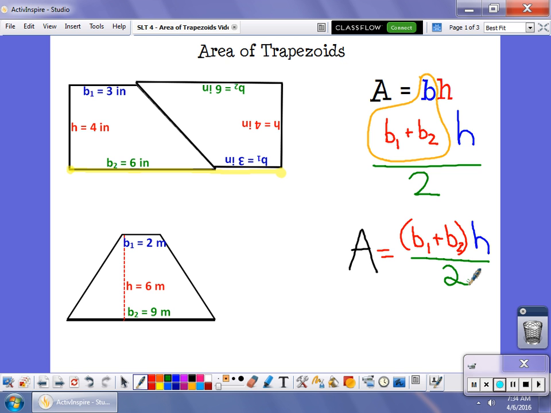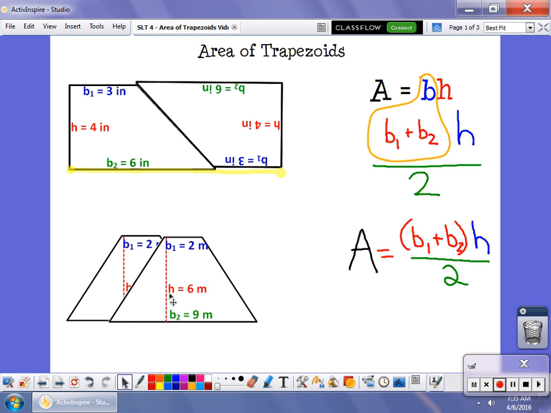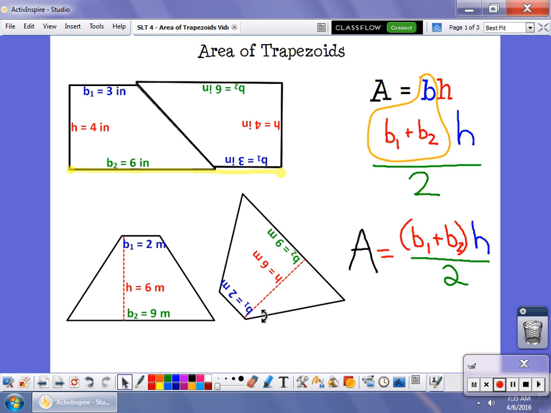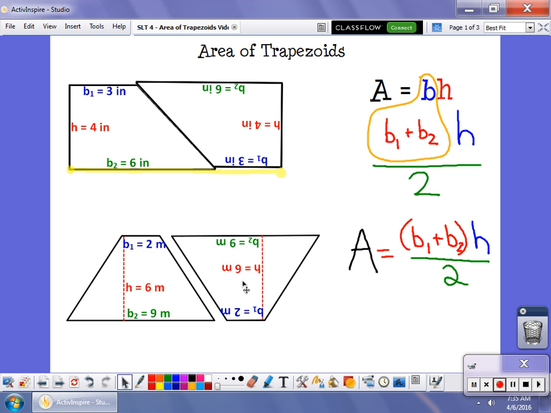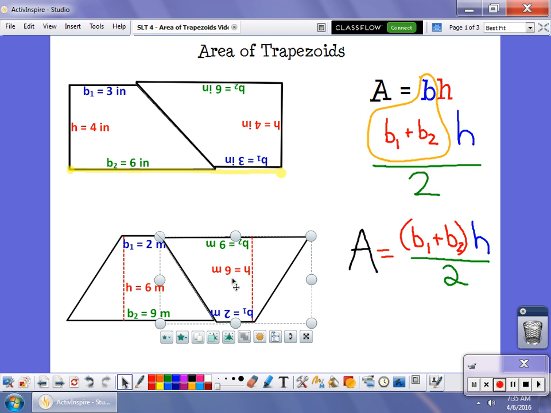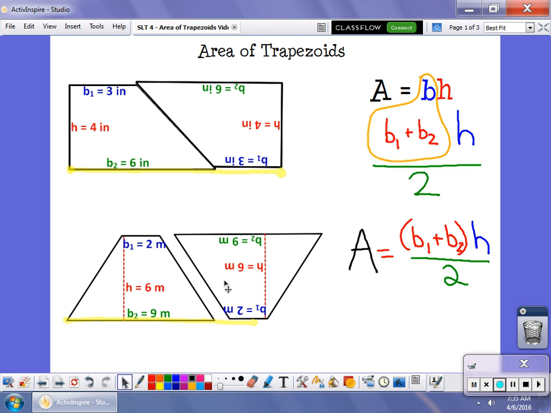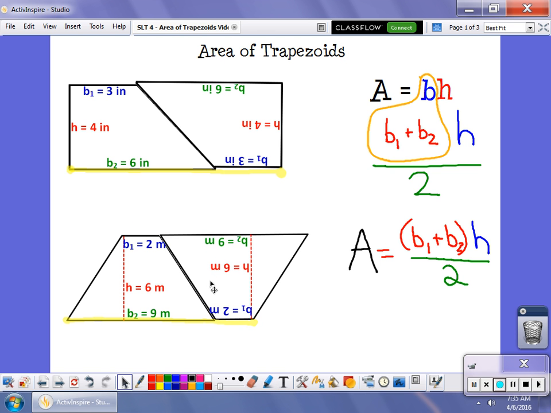Now this works for all kinds of trapezoids, not just the ones that have right angles. So look down here. If I were to take this and flip it over, I've now created a parallelogram for myself. And I can see that the base of this parallelogram is made up of my two bases added together, base 1 plus base 2. So I can use the same formula, base 1 plus base 2, times the height, and then finally I would divide it in half to just get one of my trapezoids.